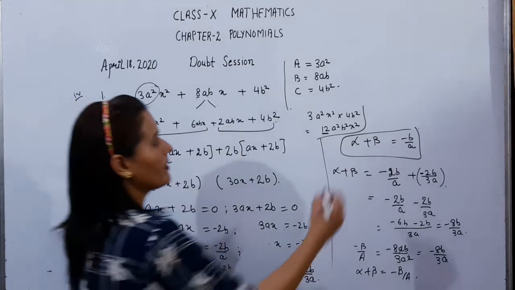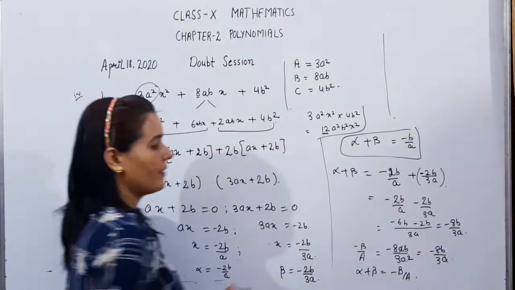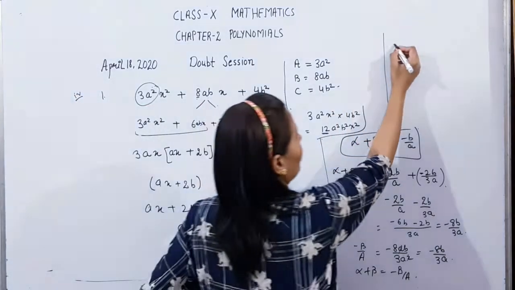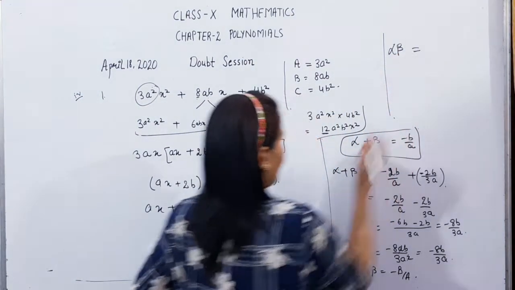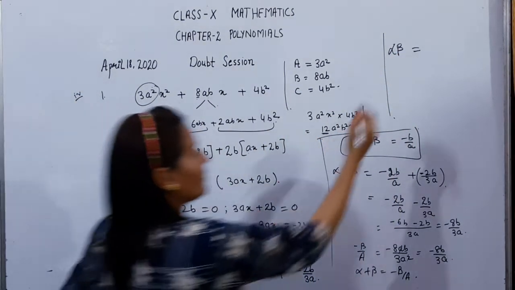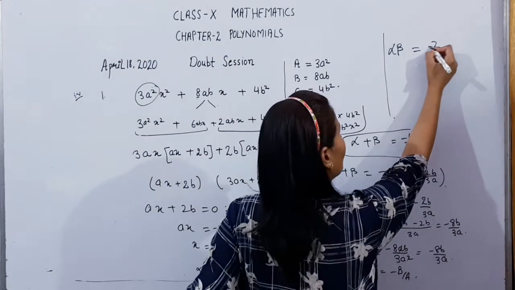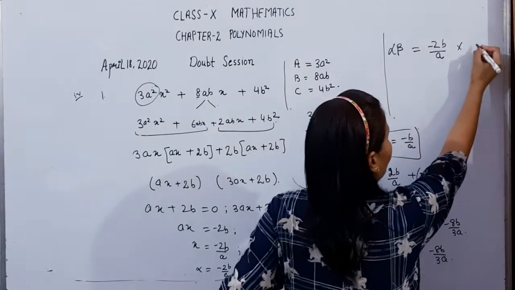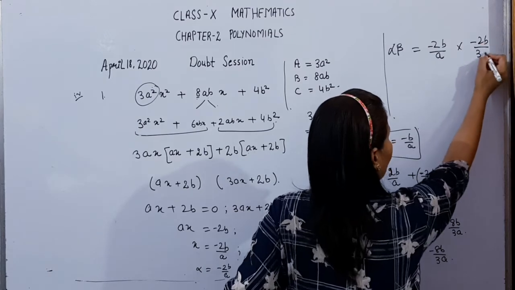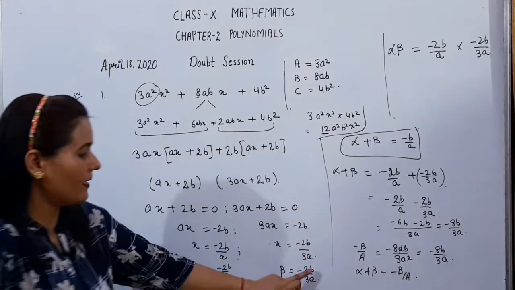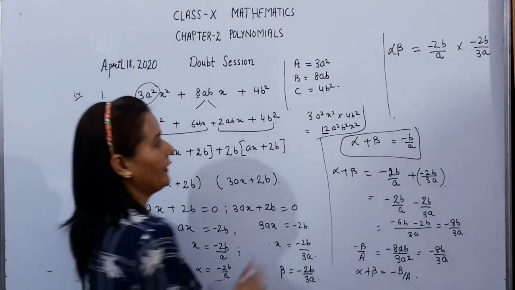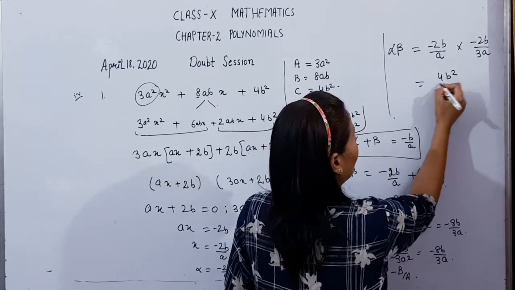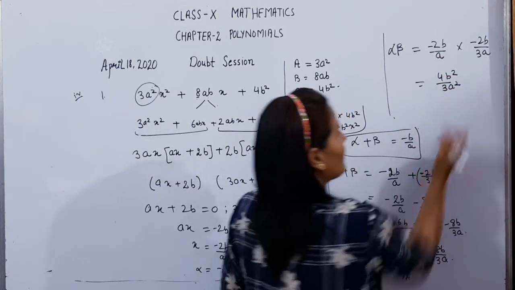For the product, let's write up. This side is visible, I think, right? Alpha into beta. What is it? The product of these two. It is equal to minus 2b upon a multiplied by beta's value, minus 2b upon 3a. Clear? So it will be equal to 4b square upon 3a square.